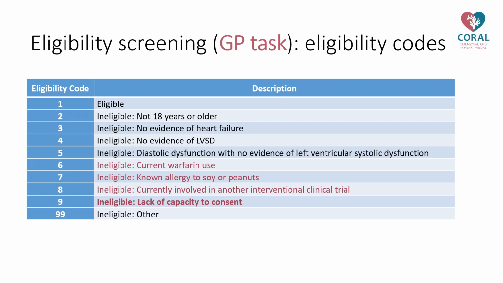Codes to check for in particular at this stage are the ones highlighted in red here: current warfarin use, soy or peanut allergy, currently involved in another clinical trial, and lack of capacity to consent. And to note about code 9, lack of capacity to consent. Participants must be able to give informed consent to take part in Coral. Importantly for Coral, we are trying to be as inclusive as possible.